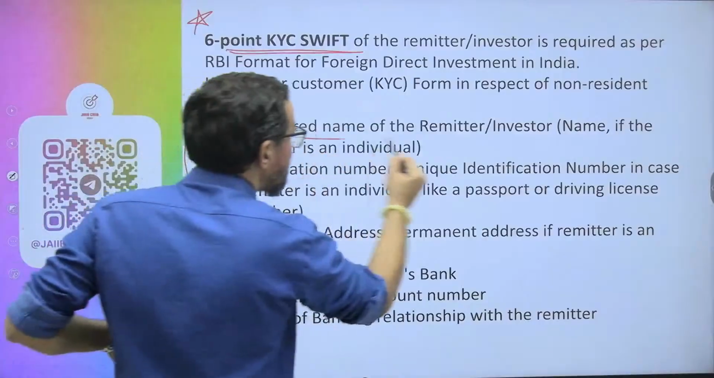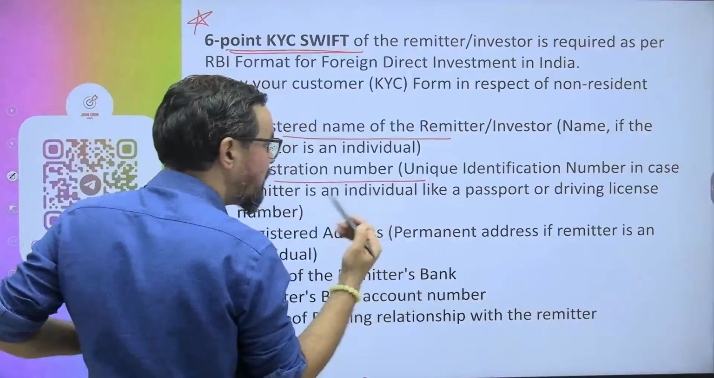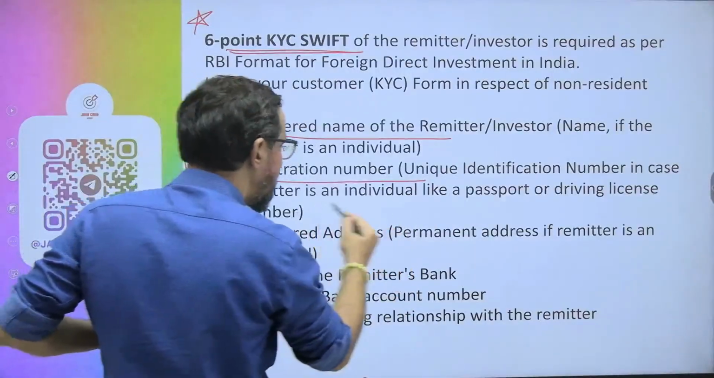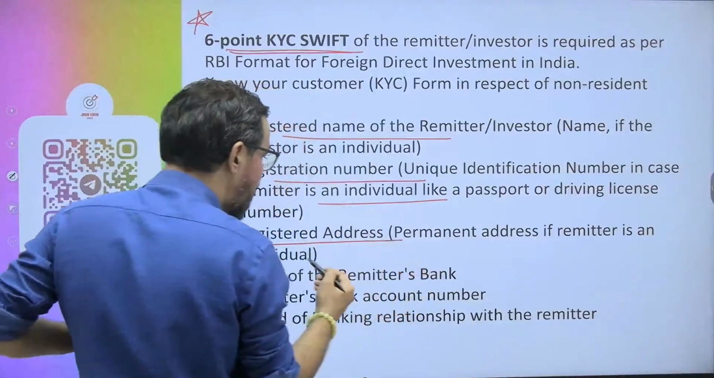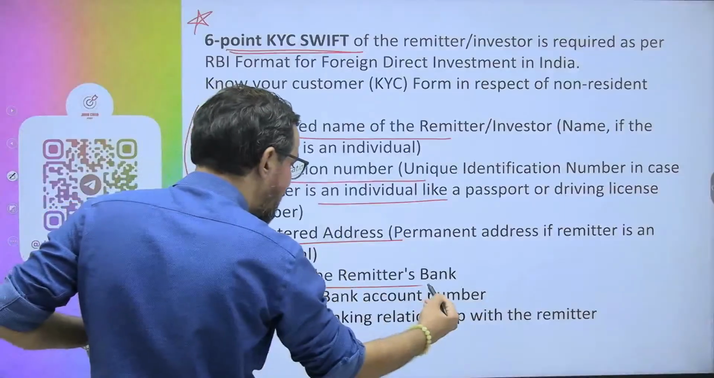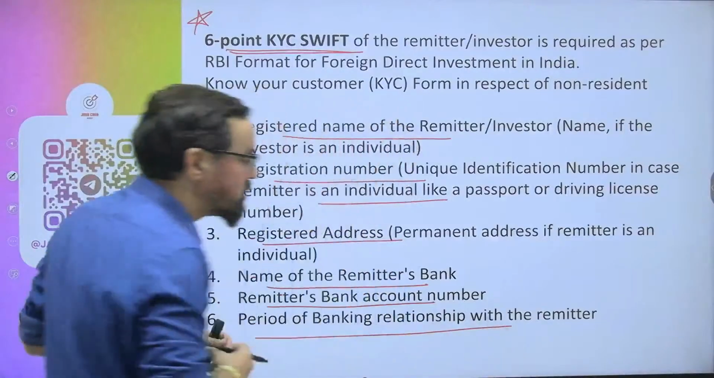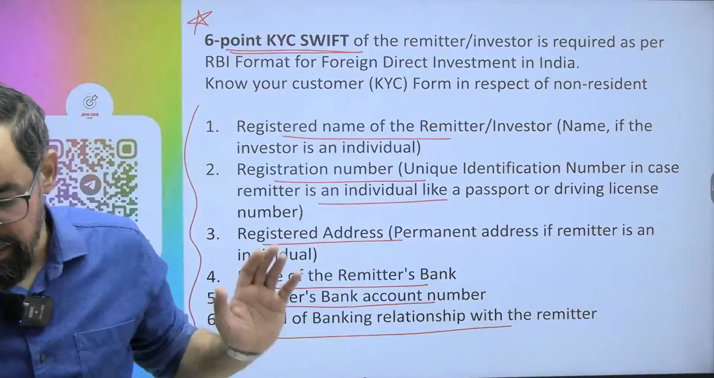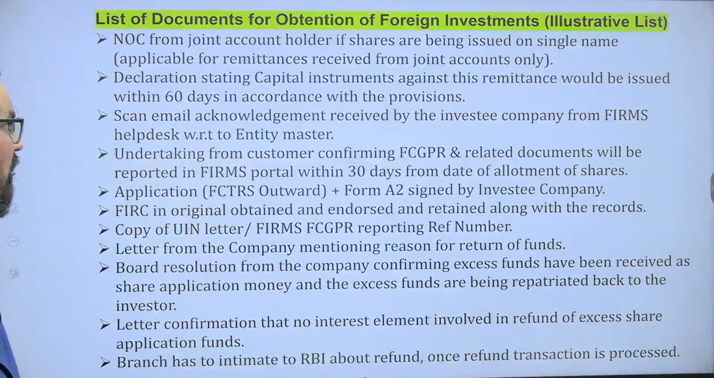One is the registration name of the remitter or investor, the registration number, and a unique identification number in case the remitter is an individual, like passport or driving license, registered Aadhaar, address, name of the remitter's bank, remitter bank account numbers, and period of bank relationship with the remitter. Okay? So these are the requirements which are generally part of this list of documents for obtaining foreign investments and all. Okay? So please go through this one.